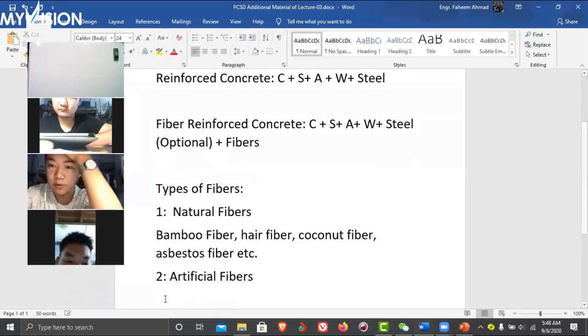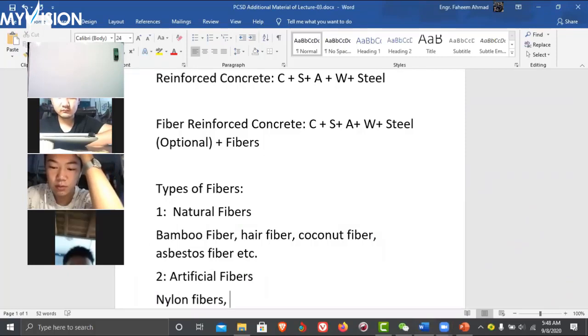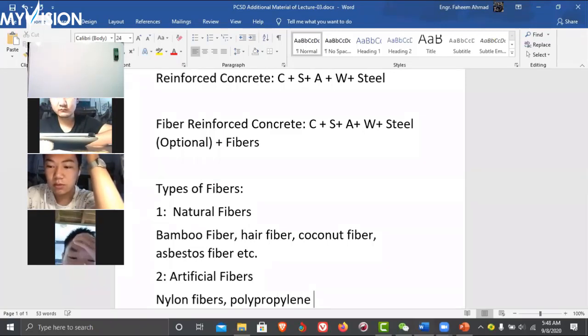Mr. Dragon, do you remember? Nylon fibers. Hello. Can you hear me? Yes, I can hear you. Nylon fibers. Yes, nylon fiber and polypropylene. I only remember this one. We call it polypropylene. Remember the name. Nylon fiber, polypropylene fibers.